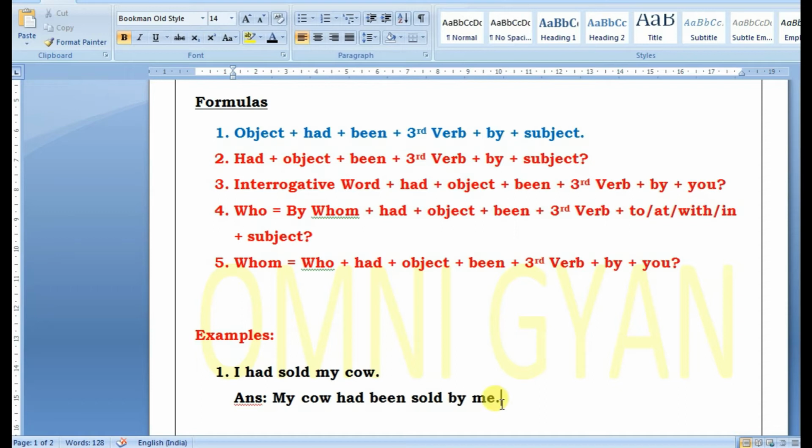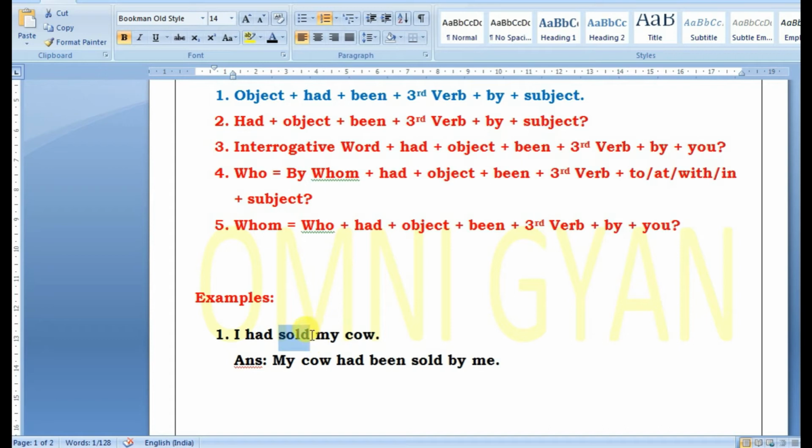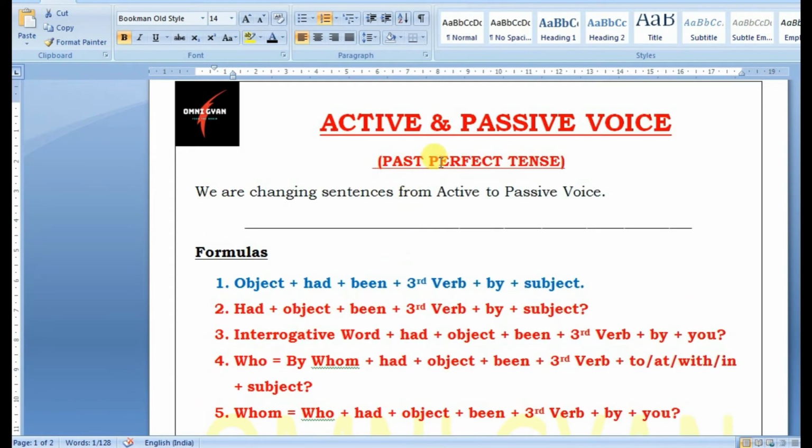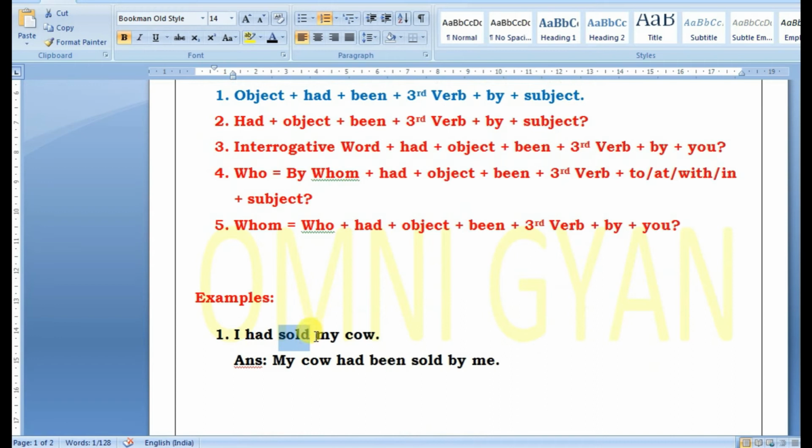So I becomes me. And sold: I told you a very remarkable thing about perfect tense. The remarkable thing in past perfect tense is that the verb is already in the third form. So sell, sold, sold. You need not change the verb. The verb is already in the third form in past perfect tense, so you just put this verb here. No need to change. Now let us move on to the second example.